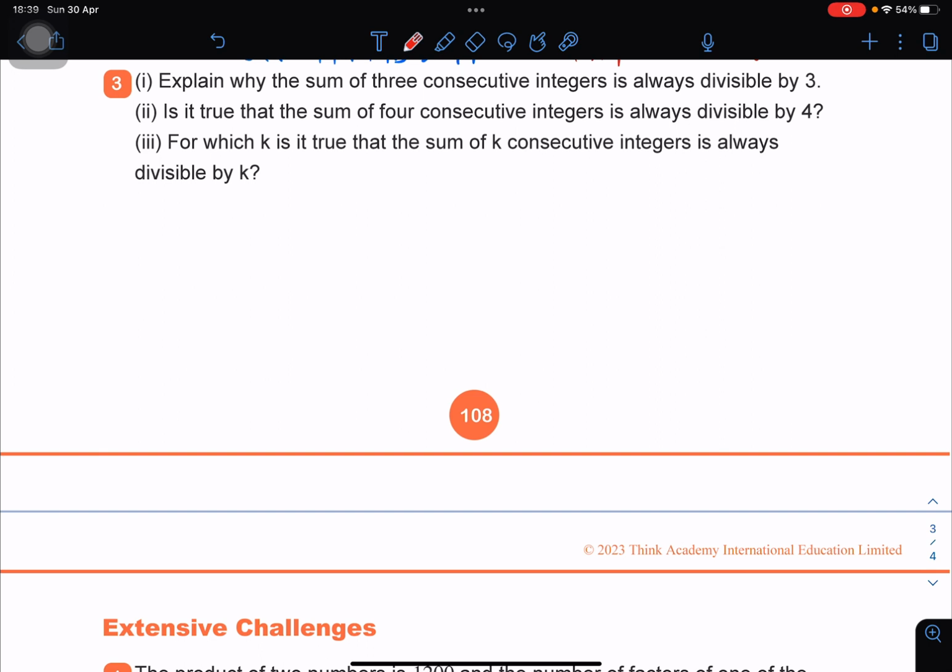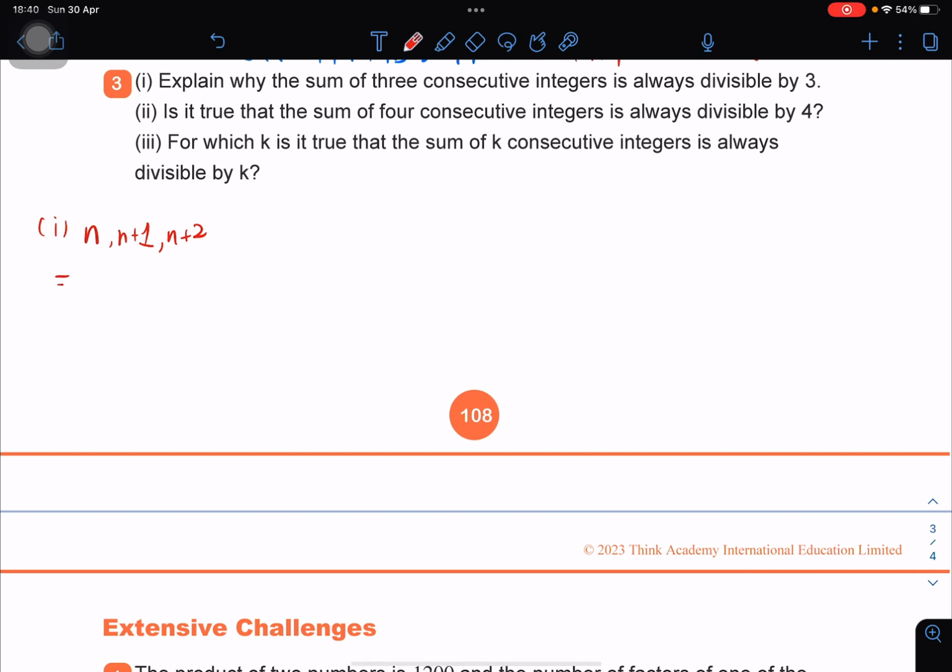Alright, so let's say the first integer is n. The second one will be n + 1. The third one will be n + 2. And all of them are positive, and all of them are integers, right? All of them are integers.